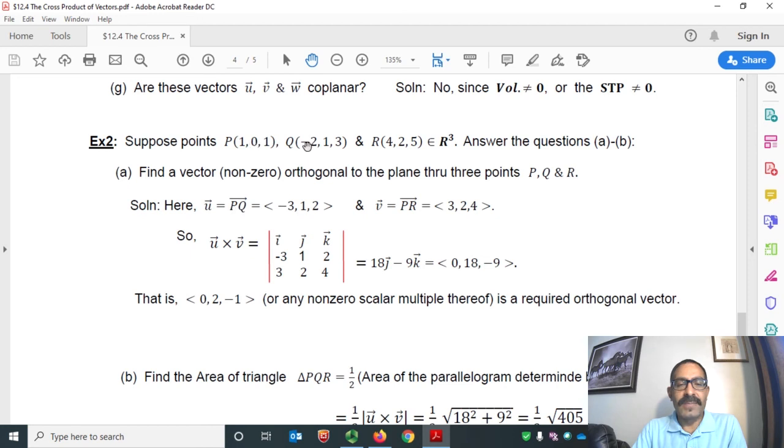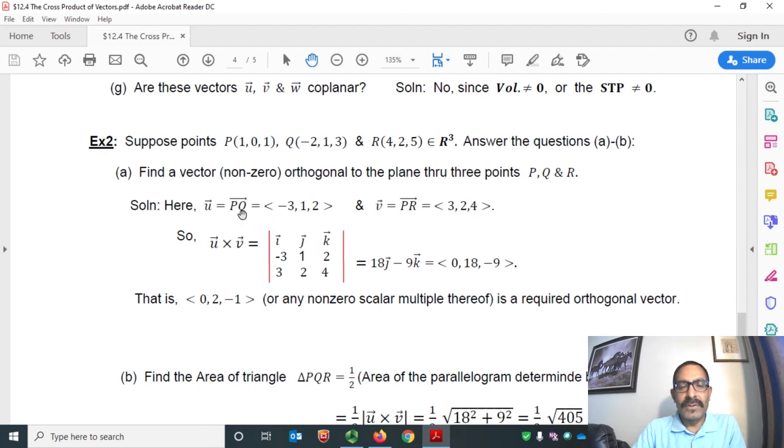So q minus p, that means minus 2, minus 1, minus 3, 1, minus 0, 1, 3, minus 1, 2. I hope this computation makes sense to you. And another vector is v vector, which is PR. That means r minus p. That means 4 minus 1, 3, 2 minus 0, 2, 5 minus 1, 4.